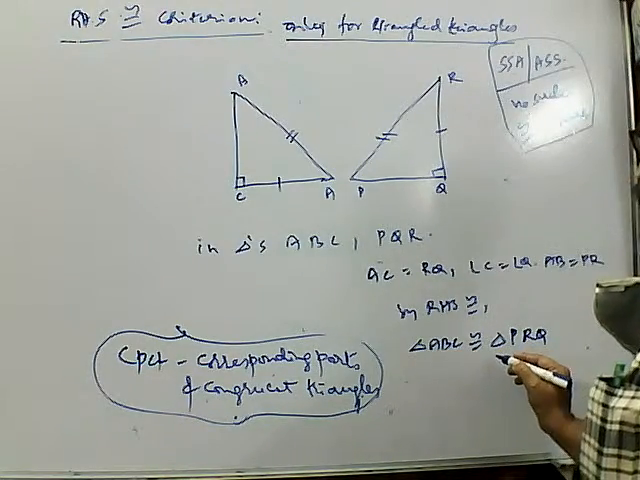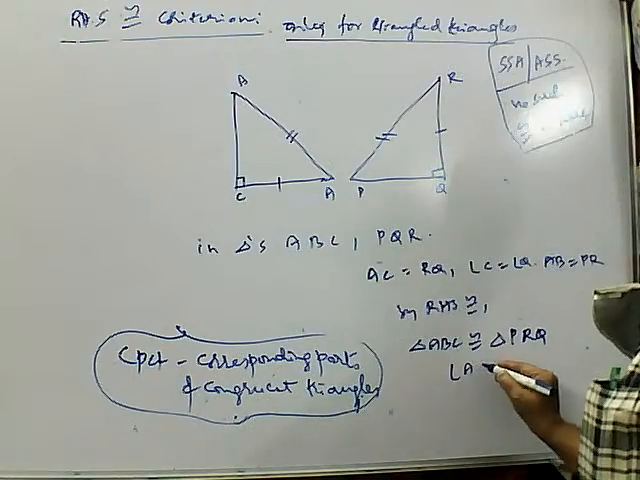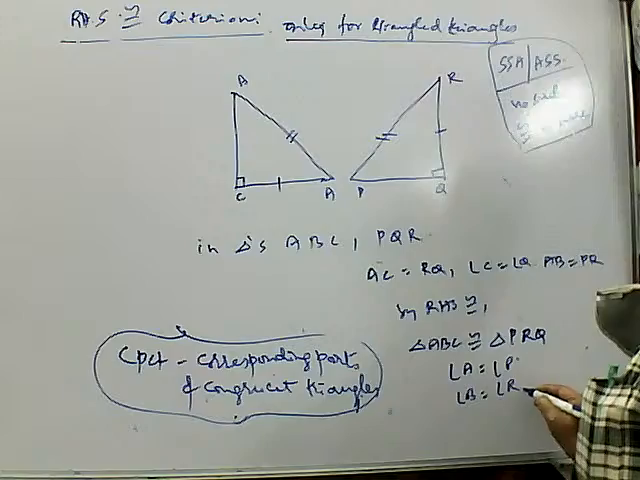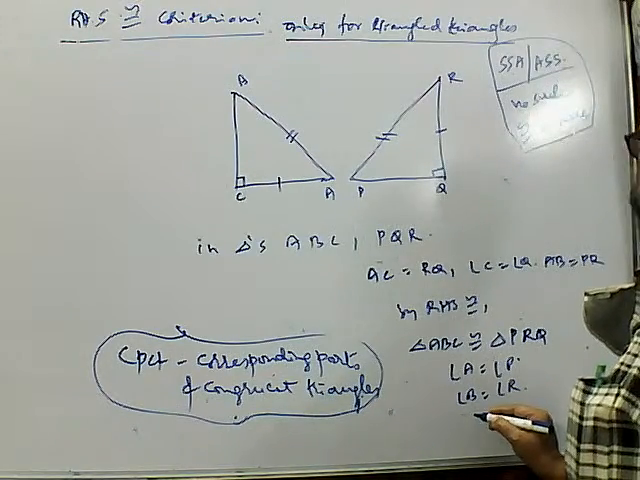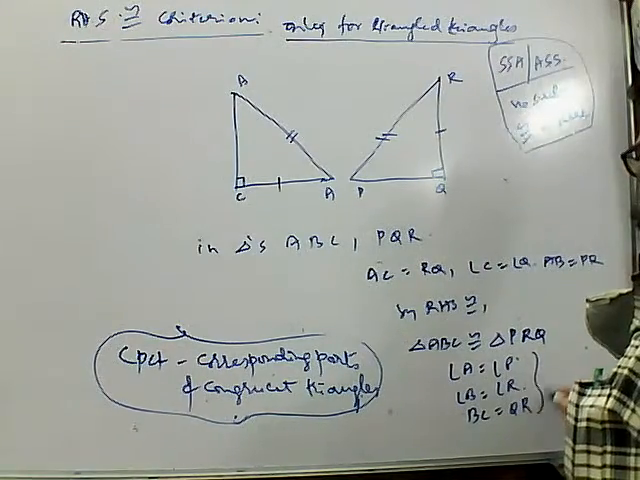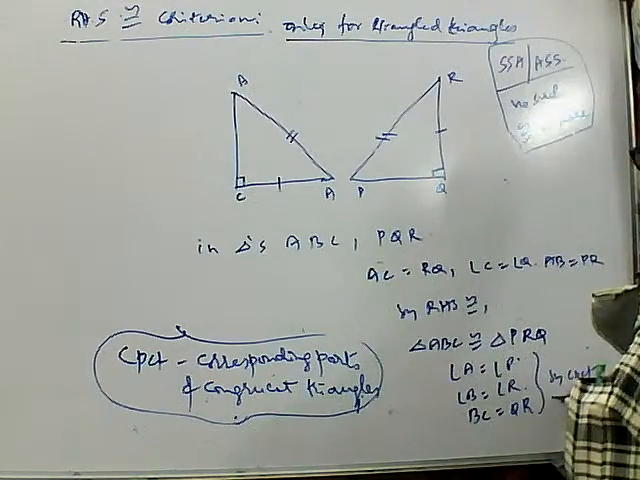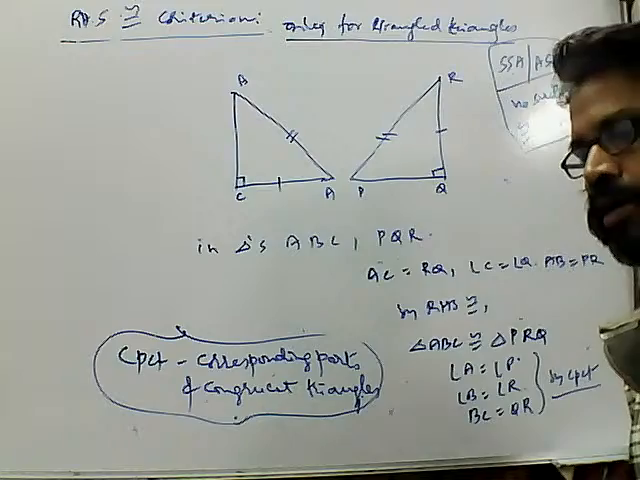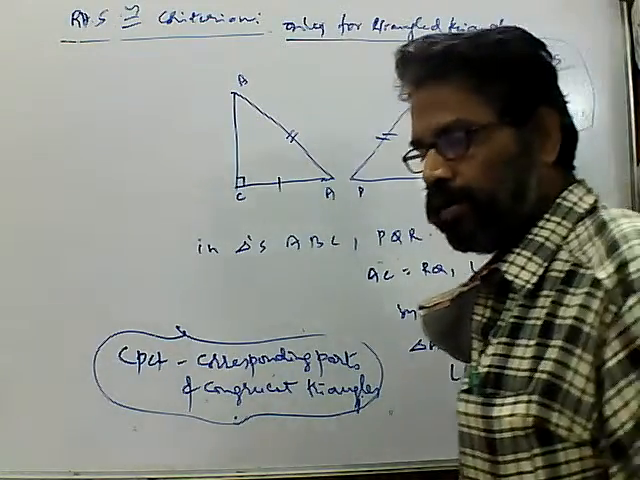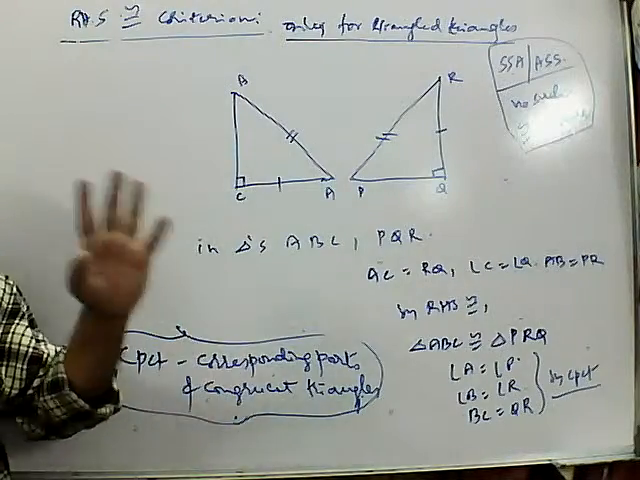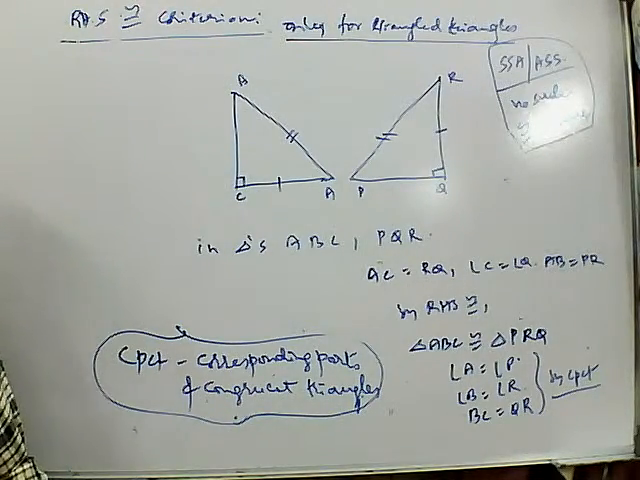So once congruency is established, angle A is equal to angle P, angle B is equal to angle R, and the remaining side BC is equal to QR by CPCT. Remaining parts only we will take. We have not taken alphabetical order willingly. So shapes can be anything, don't take exactness. According to equality, we have to identify the parts. Okay, clear? So this is RHS congruency.